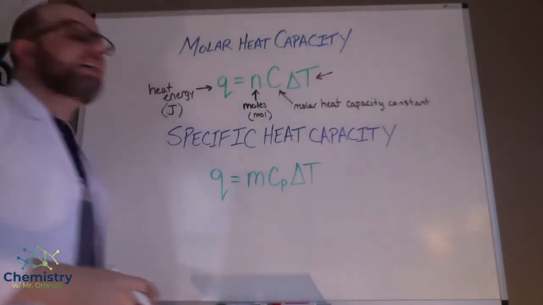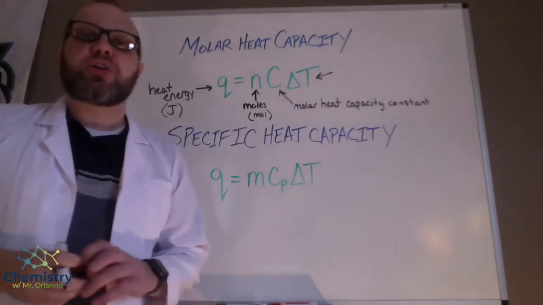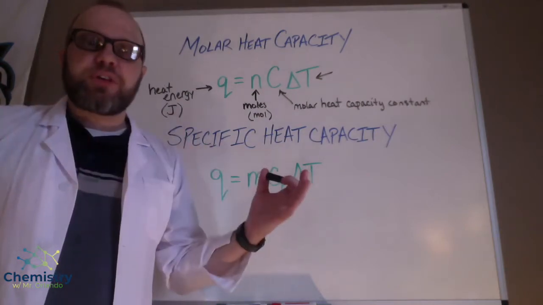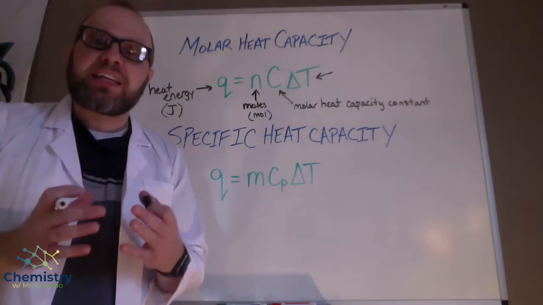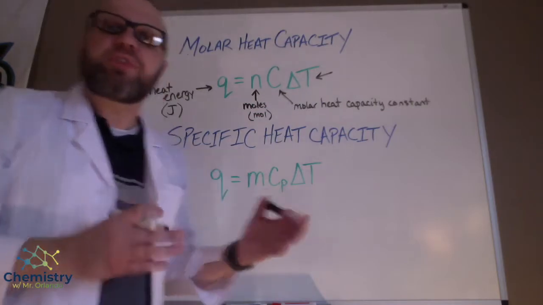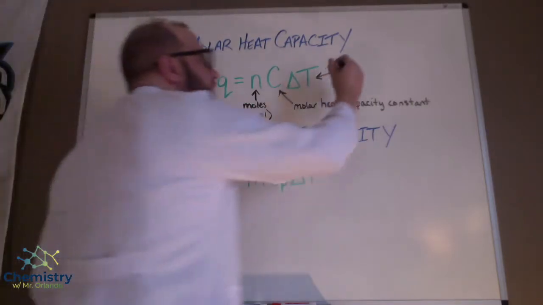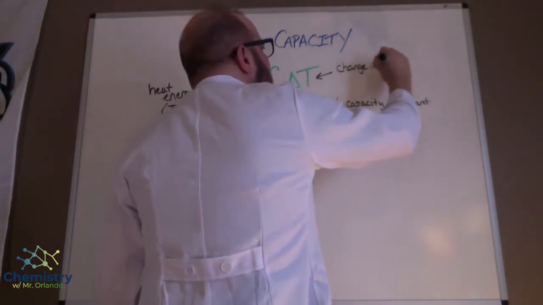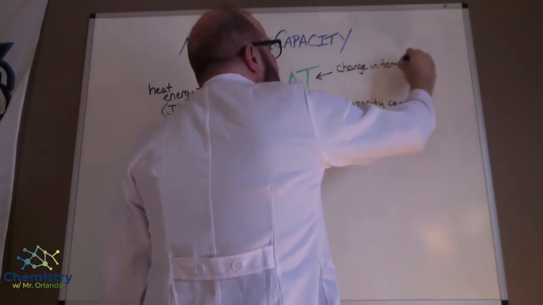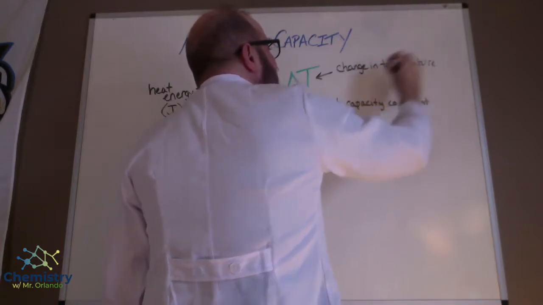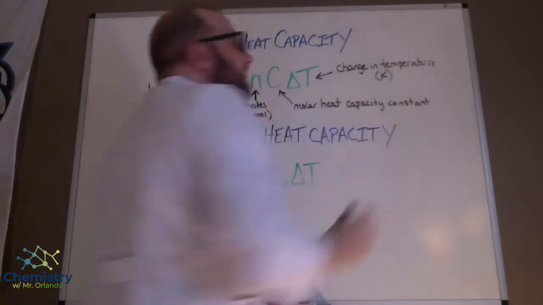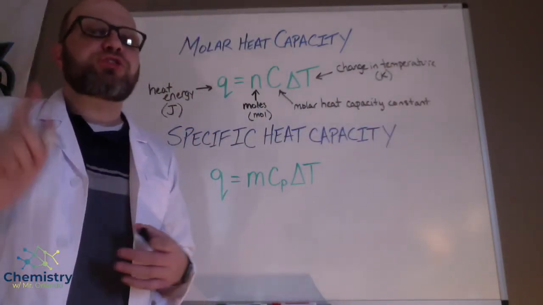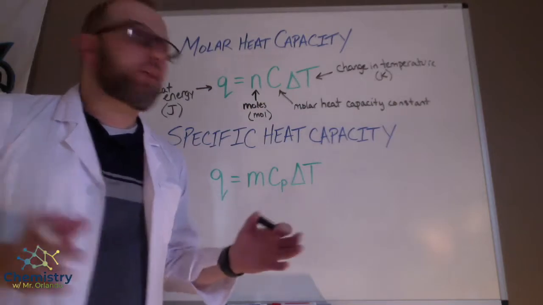And finally, our delta T value. Our delta T is exactly what it sounds like. Delta, if you think about math, represents change. So a delta T represents our change in temperature. Now, typically when we're dealing with molar heat capacity, that change in temperature is represented in Kelvin, but I'll show you in a second why it doesn't matter.